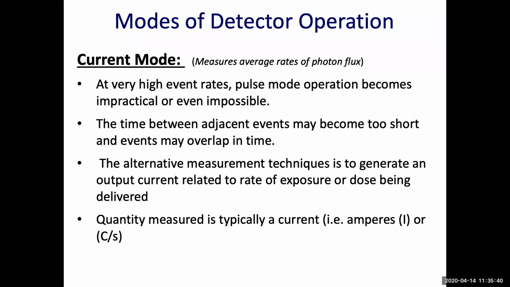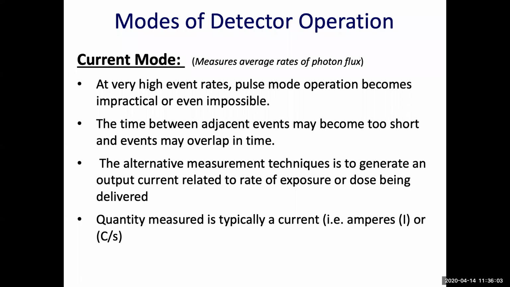The second mode of detector operation is the current mode, which measures average rates of photon flux. At very high event rates, we have a huge flux of photons. Pulse mode operation becomes impractical or even impossible to detect individual photons. We have a flux of photons now. We cannot take them one by one.